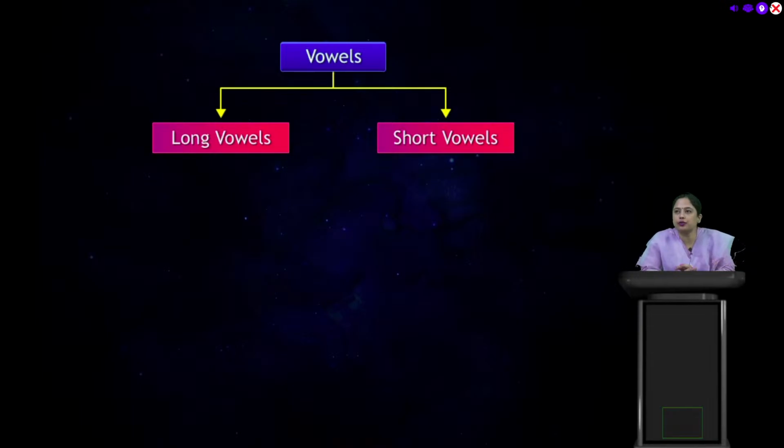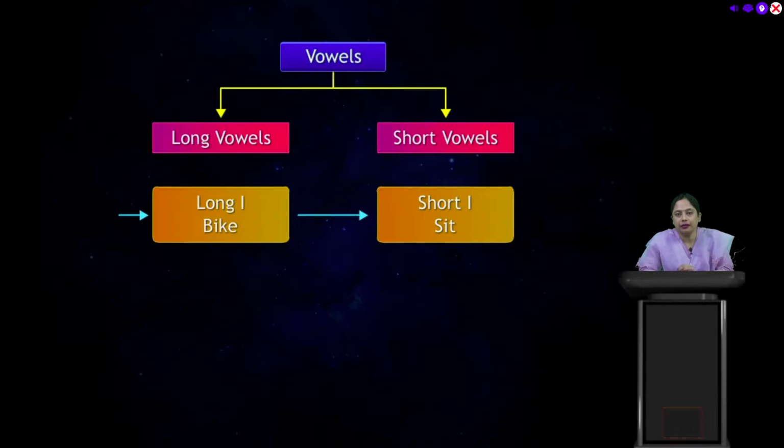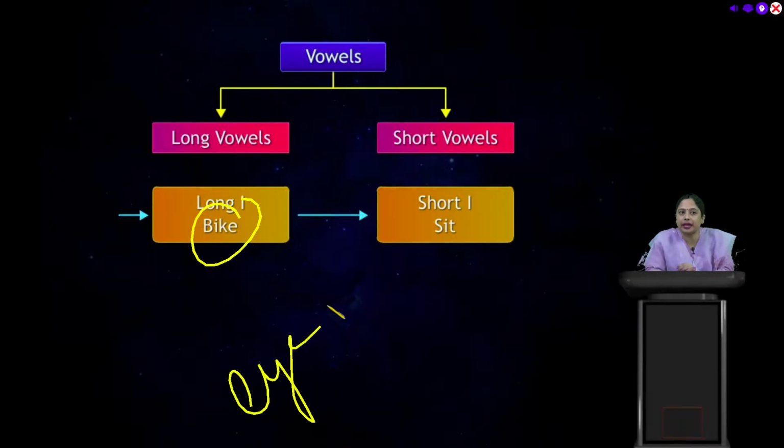So, that brings us to a conclusion that there are 2 types of vowel sounds. One is a long vowel which produces a longer sound, and one is a short vowel which produces a shorter sound. Look at this I here. In this word B-I-K-E, bike, what sound does the I produce? It is the longer I sound. Bike. It is the longer I sound here.